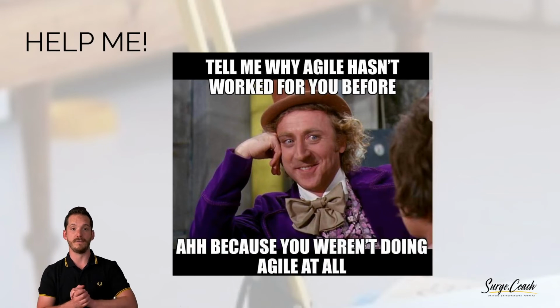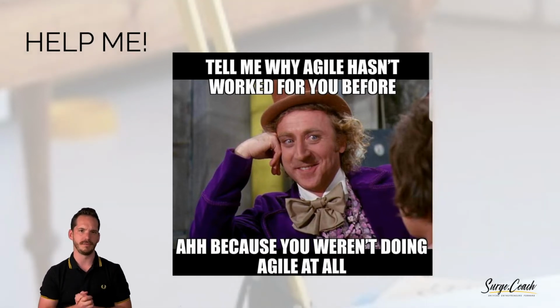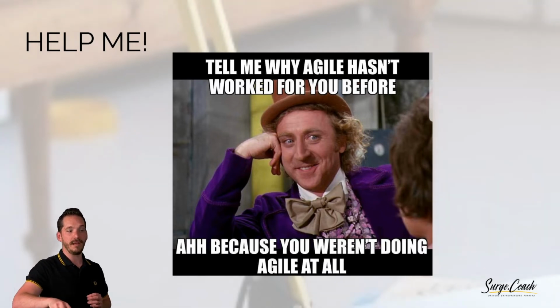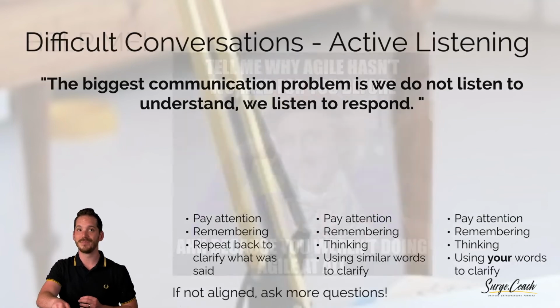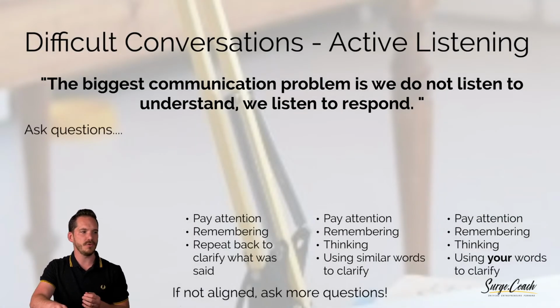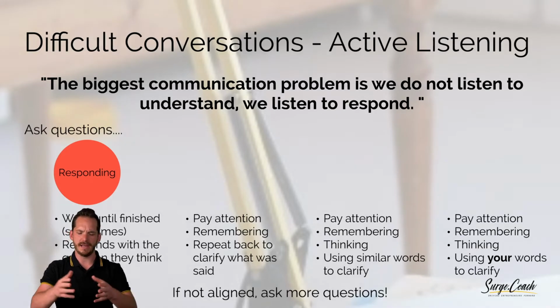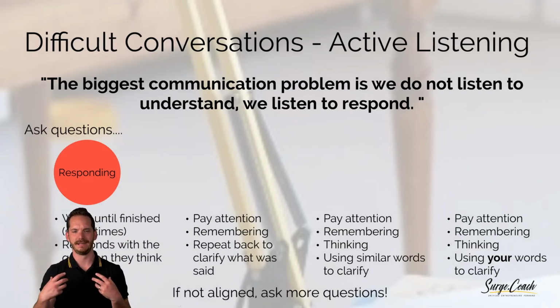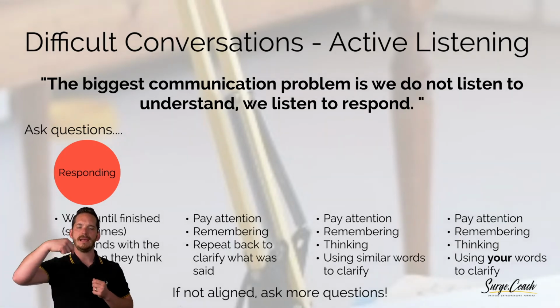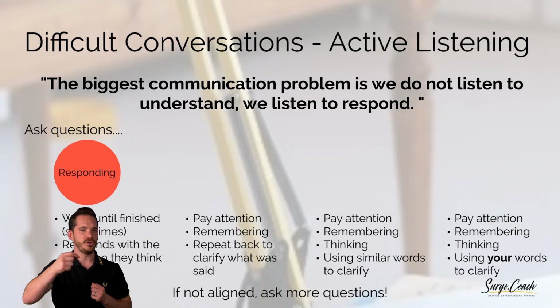We'll quickly go over some possible problems. Okay, I mean, it's change. There's always fun things that happen during change. Tell me why Agile hasn't worked for you before. That's because you weren't doing Agile at all. Difficult conversations happen all the time. And it's normally a problem with listening. People don't listen to understand. They listen to respond. So what I want you to keep in the back of your mind is not only is the other person doing this, but are you doing this?